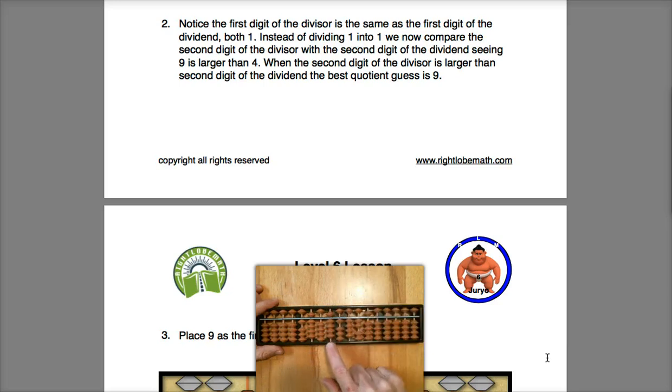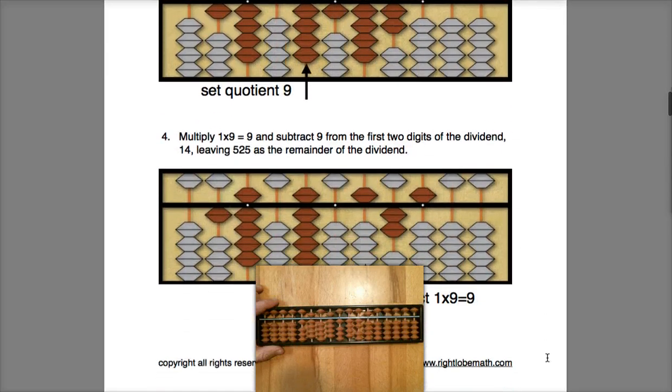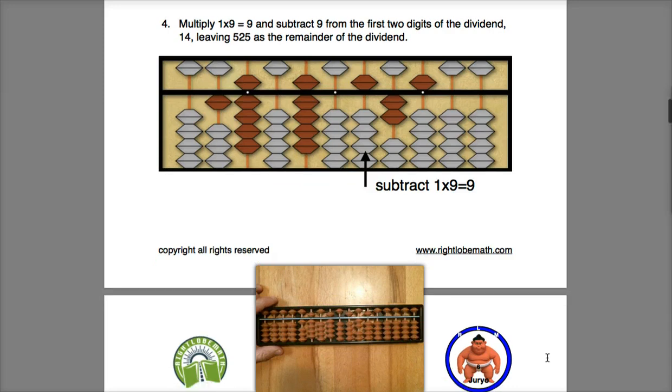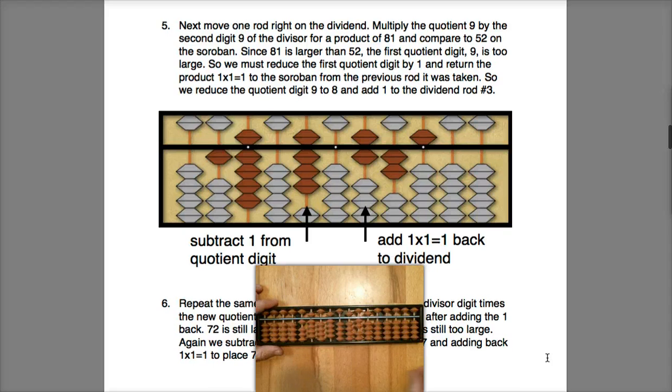So I'll go ahead and place 9 on the Soroban as my first guess, and then I'm going to take 1 times 9, which is 9, and subtract it from 14. So that leaves me with 525 on the Soroban.